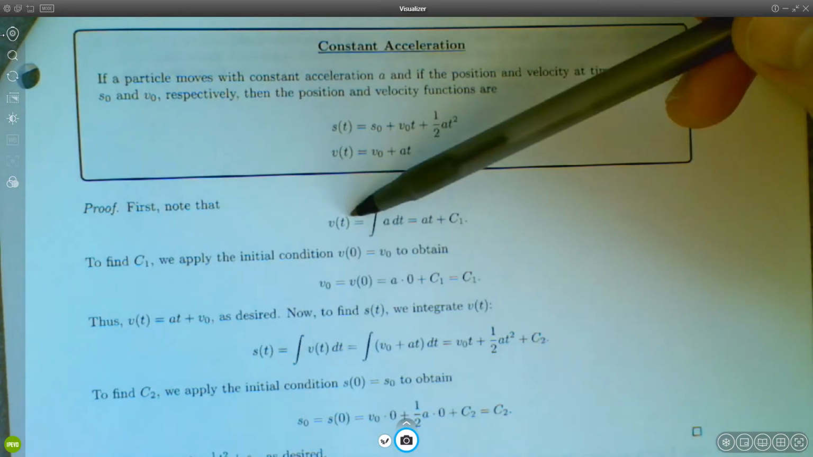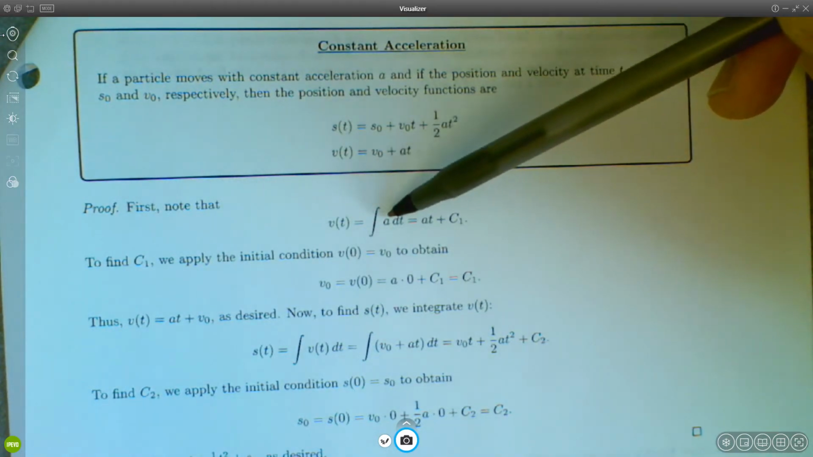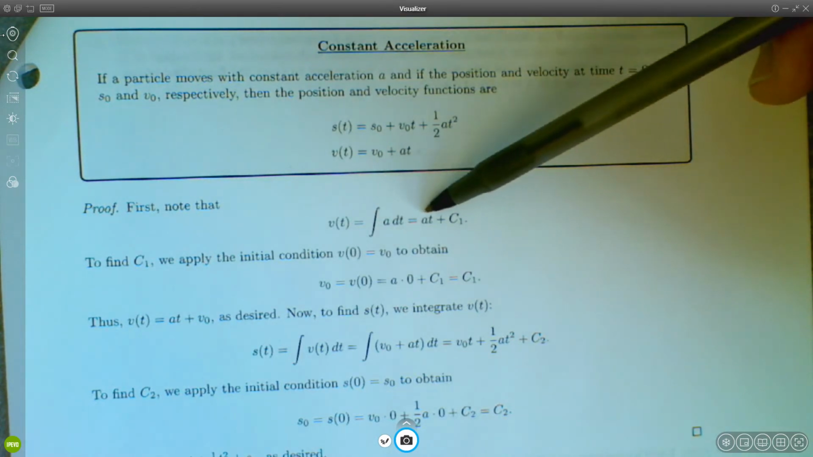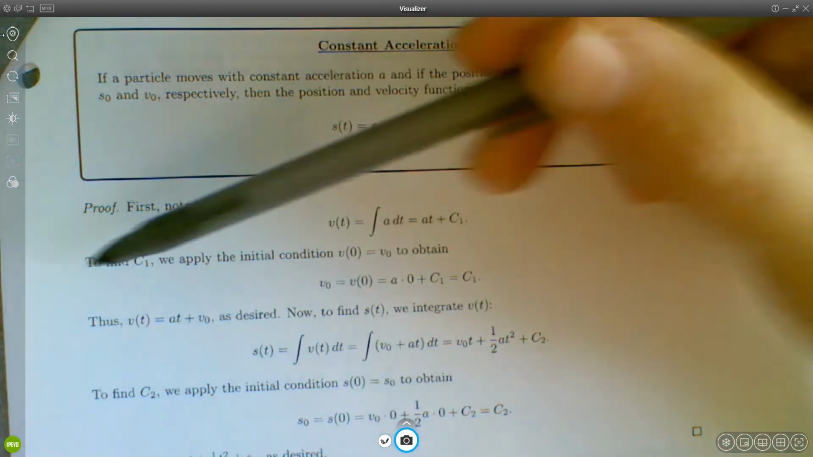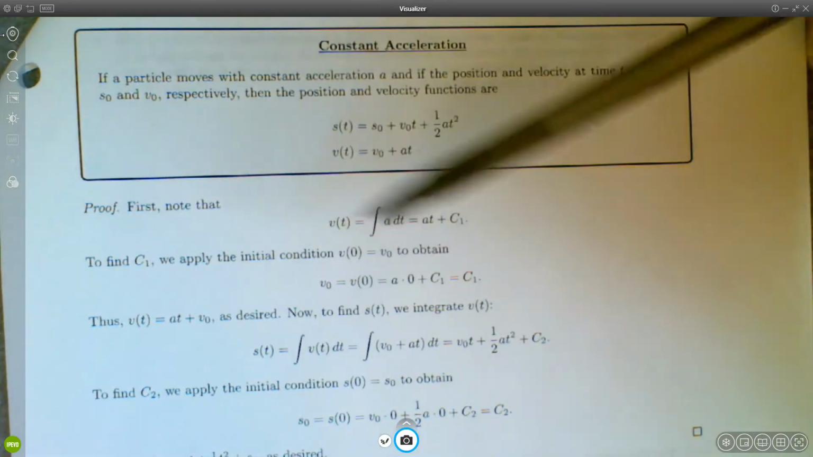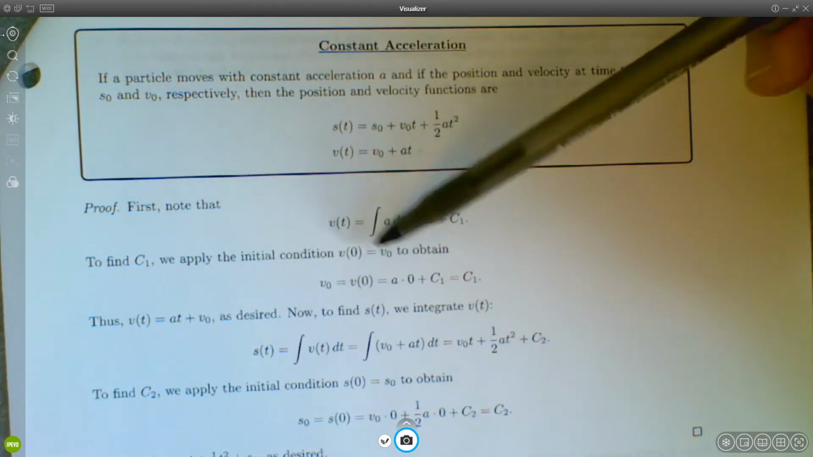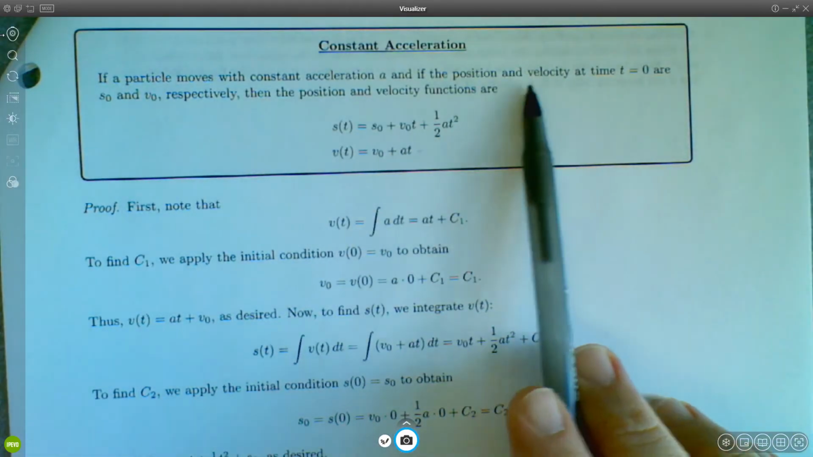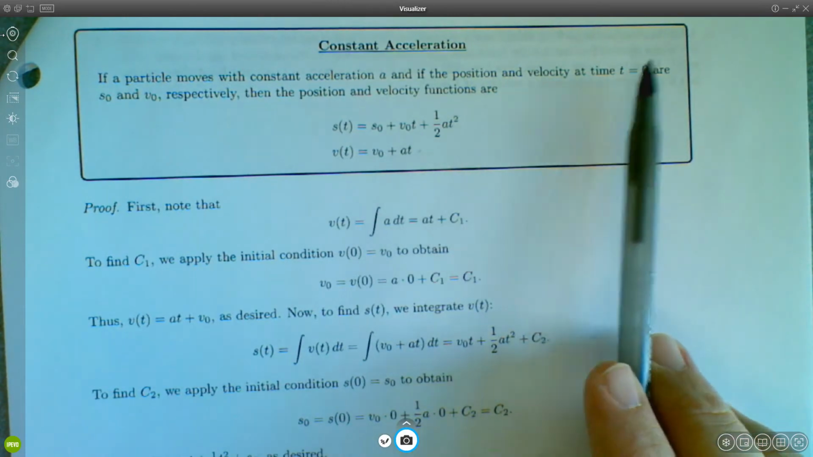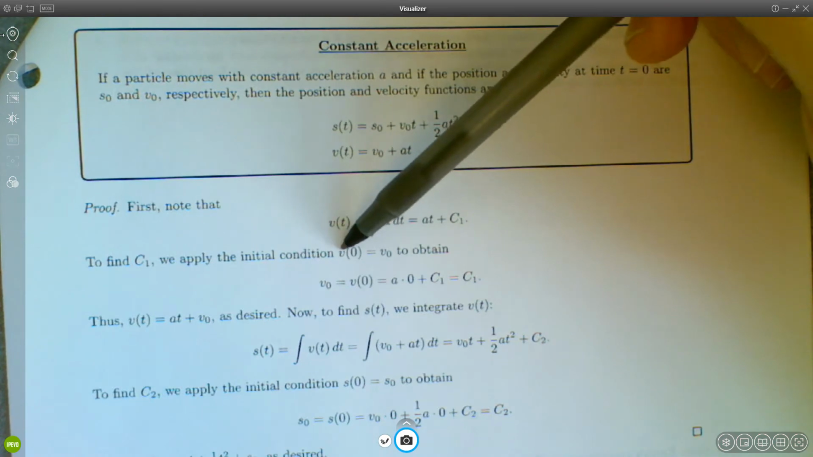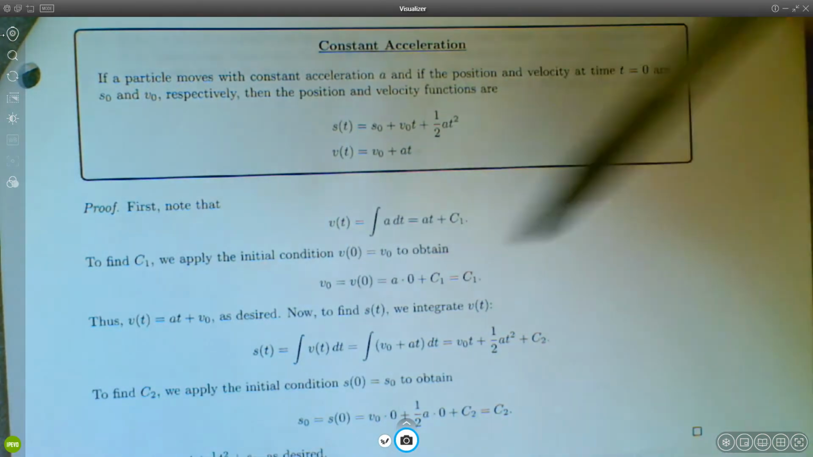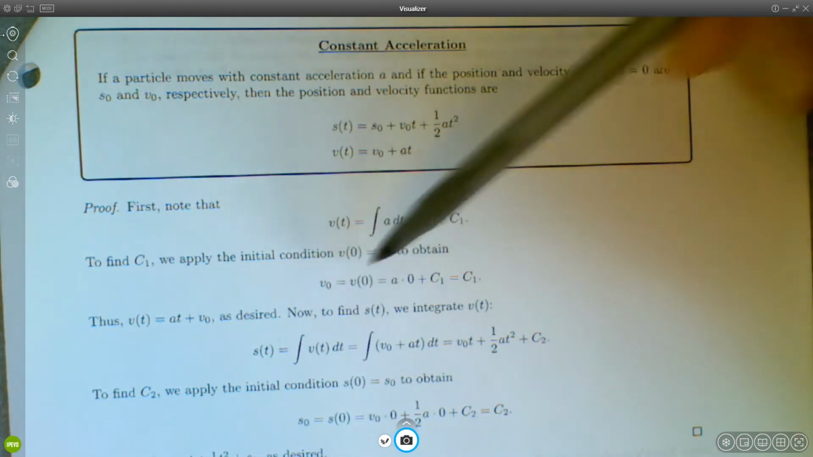So note that the velocity function is the integral of the acceleration function. If the acceleration is just a constant value, then this integral is just going to be a times t plus some constant, which I'm calling c1 here. Now to find the value of c1, we apply the initial condition v of 0 equals v0, right? Because we were told that the velocity at time 0 is v0. So velocity at time 0 is v0. So we're going to say v0 equals v of 0.